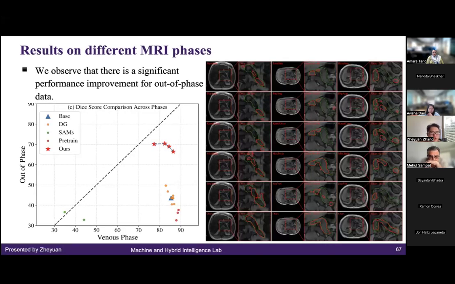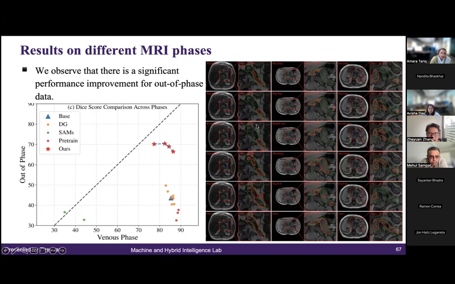And here we visualize the performance. We visualize the difference between the venous phase performance and the outer phase performance. In different segmentation methods and different dimensionalization methods, they can achieve good performance in terms of venous phase. But when we apply them to the real, challenging outer phases, most methods can hardly achieve a segmentation performance of about 50. But for our case, we can achieve a performance of about 70.